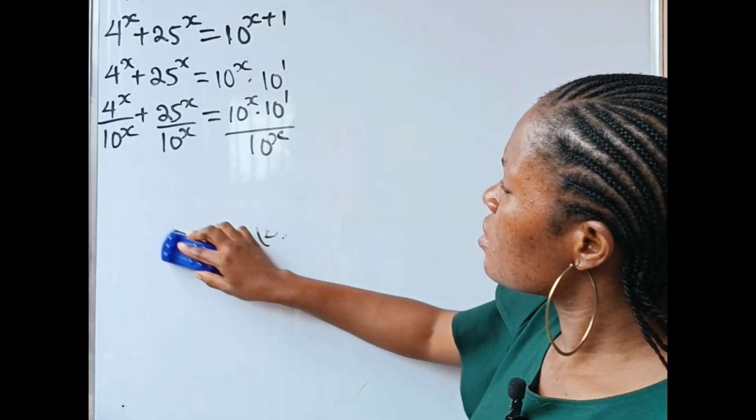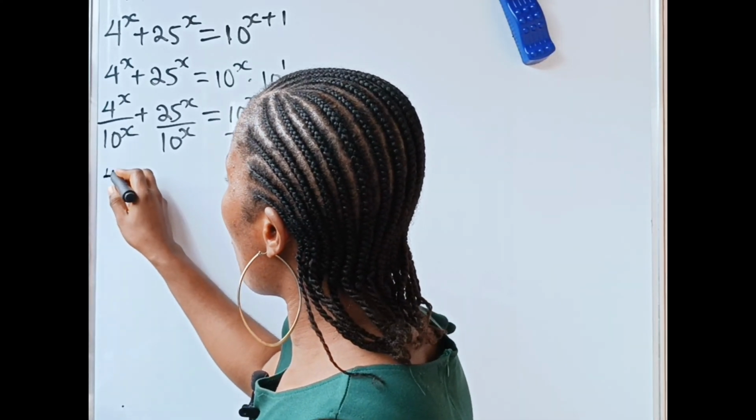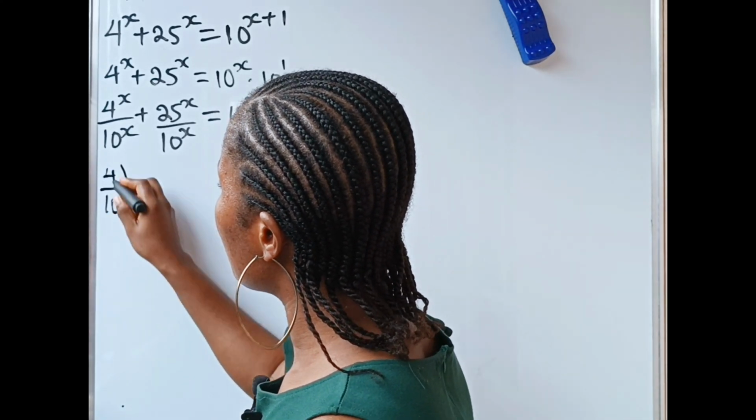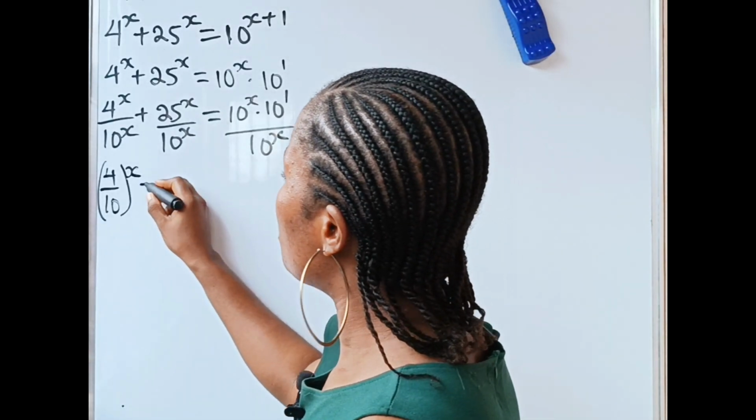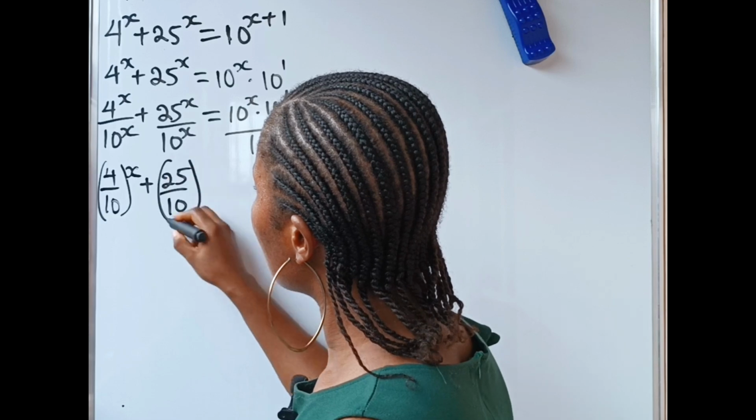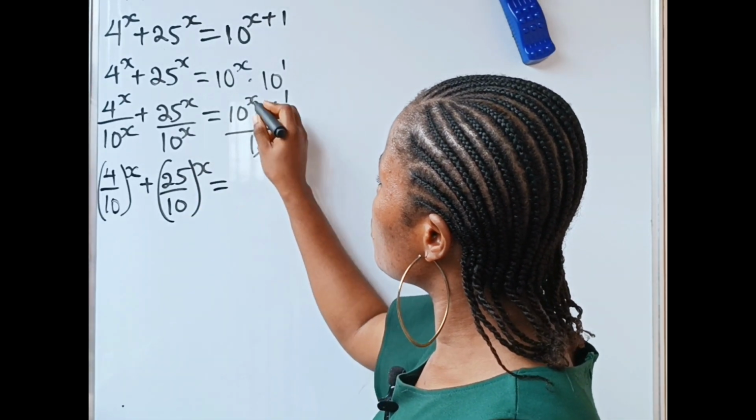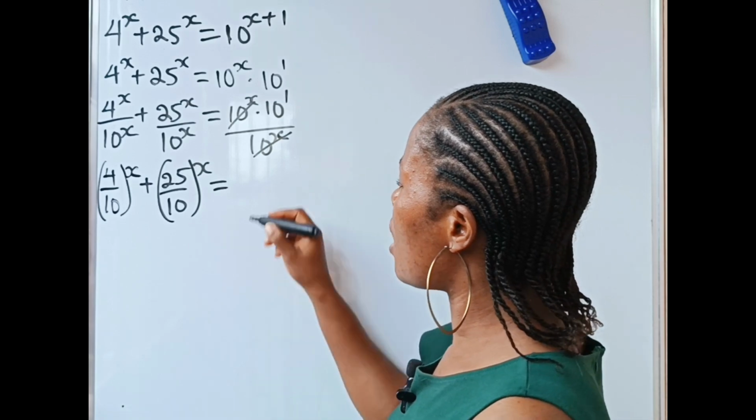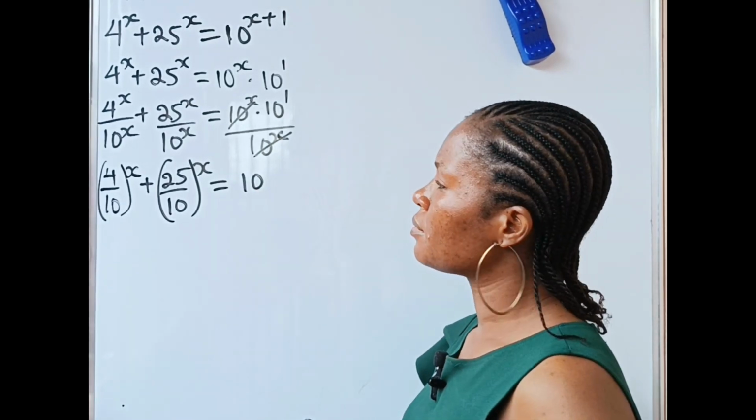All right, so we can now rewrite this as 4 divided by 10 raised to the power of x, plus 25 divided by 10 raised to the power of x is equal to, this we divide and we are left with 10, because 10 to the power of 1 is still 10.